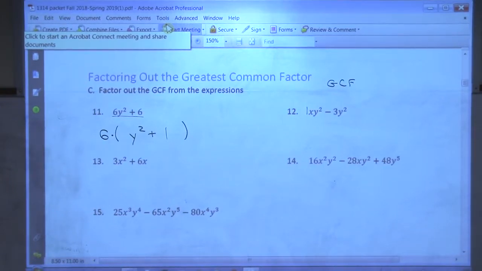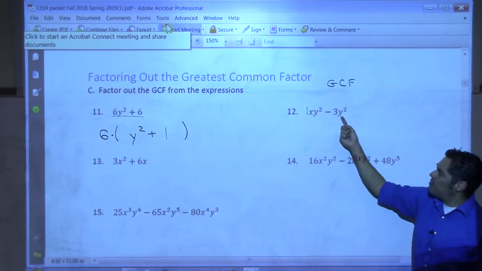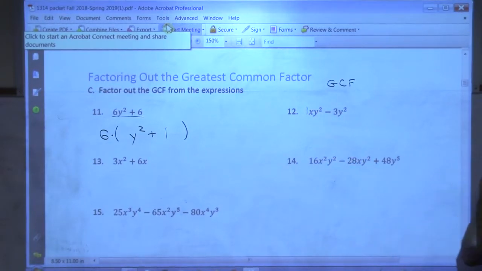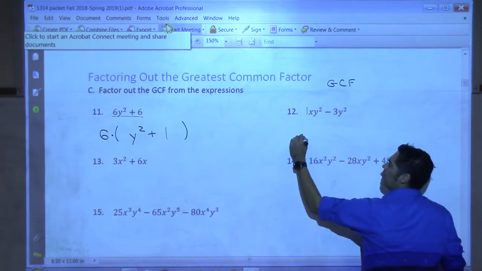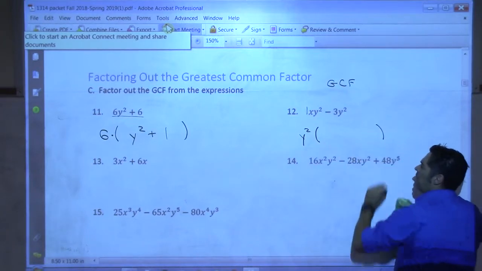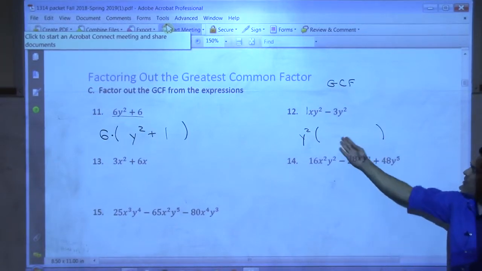Now we look at letters, variables. This one has an x. Does that one have an x? No, so we can't pull an x out. This one has a y squared. The other one also has y squared, so that's a common factor. So I can put y squared out here. Then a set of parentheses and enough space for how many? 2, so that should be enough space for 2 terms.